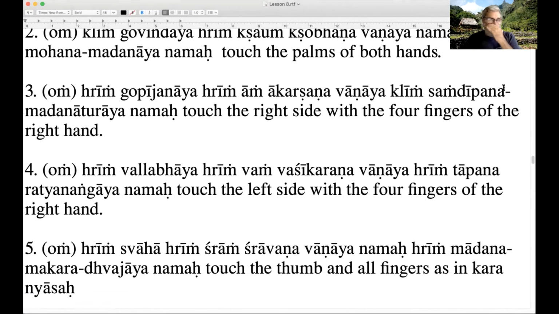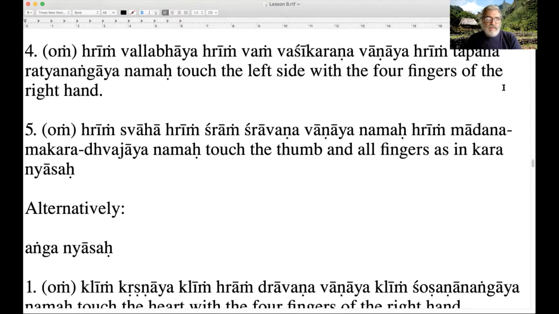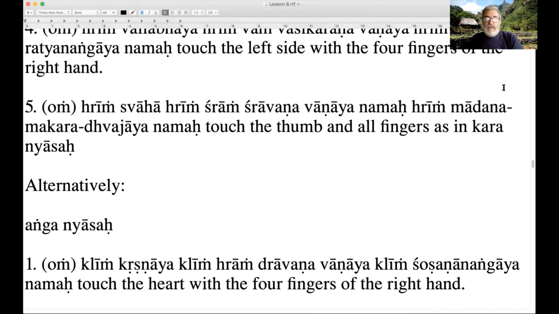So then Om Hrim Gopijanaya, Hrim Am, Akarshana Vanaya, Klim Sandipana Madana Aturaya, and touch the right side of the body with the 4 fingers of the right hand. Om Hrim Vallabhaya Hrim Vam Vasikarana Vanaya Hrim Tapana Ratyanandaya Namaha. Touch the left side with the 4 fingers of the right hand. And then finally, Om Hrim Swaha Hrim Shram Shravana Vanaya Namaha, Hrim Madana Makaradhvajaya Namaha. Touch the thumb and all the fingers, as in Paranyasa. The thumb to all the fingers. So we do this. Right?